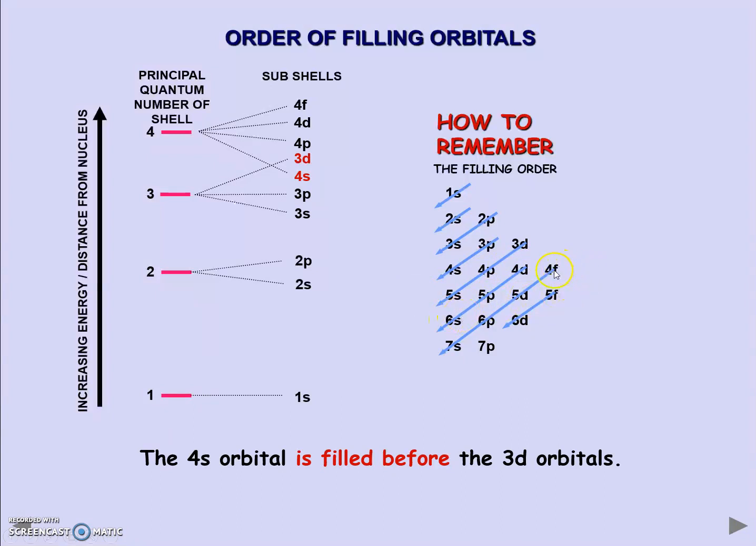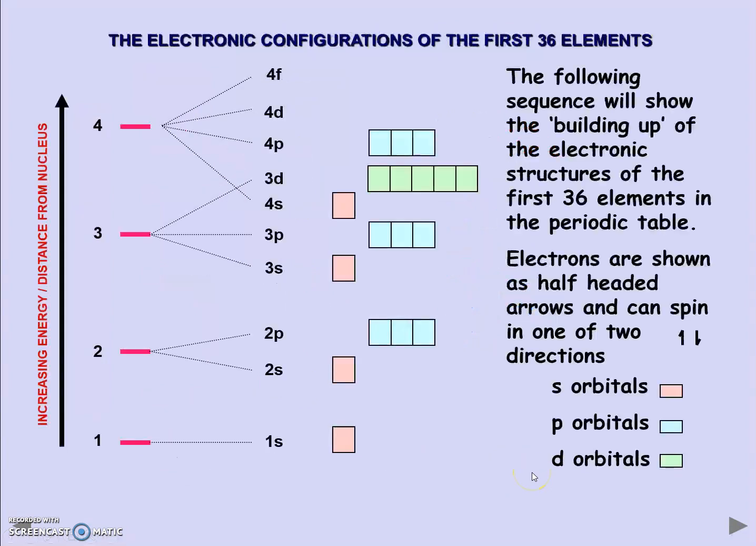subshells, or the f orbitals, to the 5d, to the 6p, to the 7s. Okay. So it's really important that you remember that the 4s orbital is filled before the 3d. Okay. So we're going to look at some of the elements here. So I'm just going to look at a few.